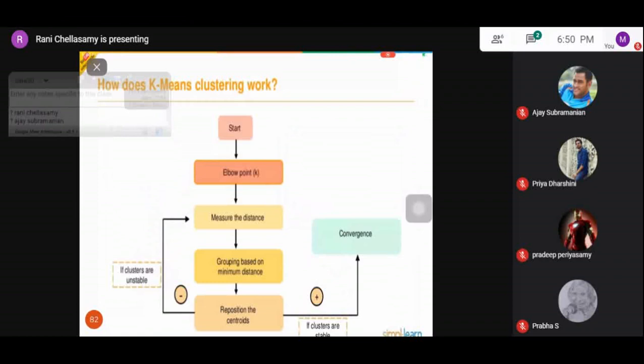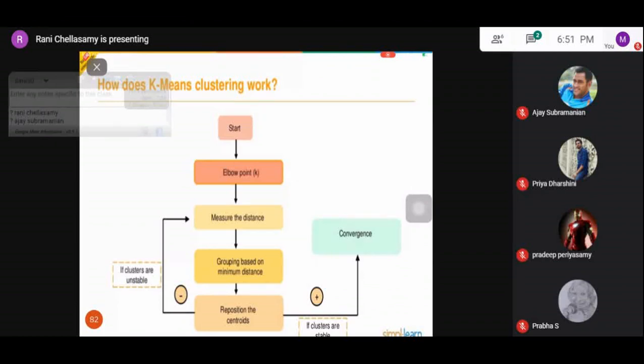Okay. So this is how k-means clustering works. First, while starting the process, we need to calculate the elbow point, that is K. K means it is going to find the number of clusters. Next, we need to measure the distance, and grouping is to be done based on the minimum distance achieved. Then reposition the centroids. If the clusters are stable, then it can go for convergence.